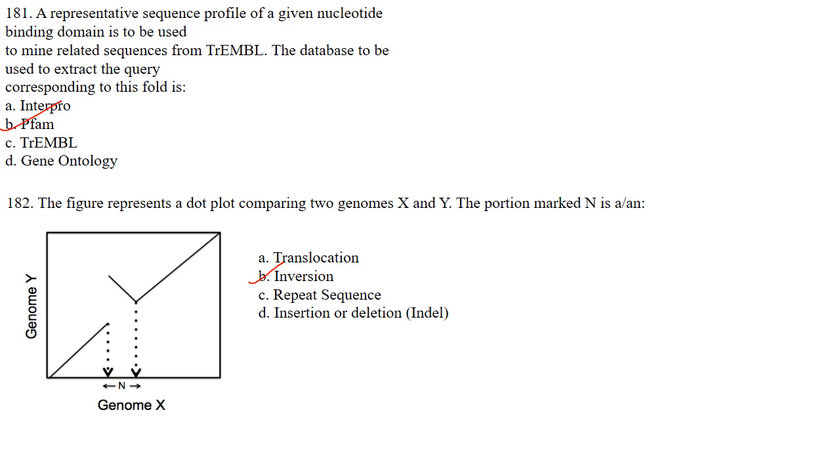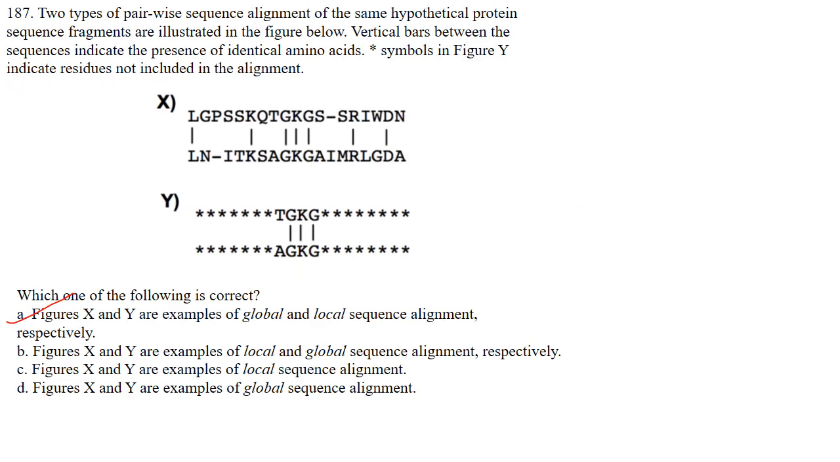So if you see a dot plot like this, it is called an inversion. Then two types of pairwise sequence alignment of the same hypothetical protein sequence fragments are illustrated in the figure below. Vertical bars between the sequences indicate presence of identical amino acids. The star symbol in figure Y indicates residues not included in the alignment. Which one of the following is correct?